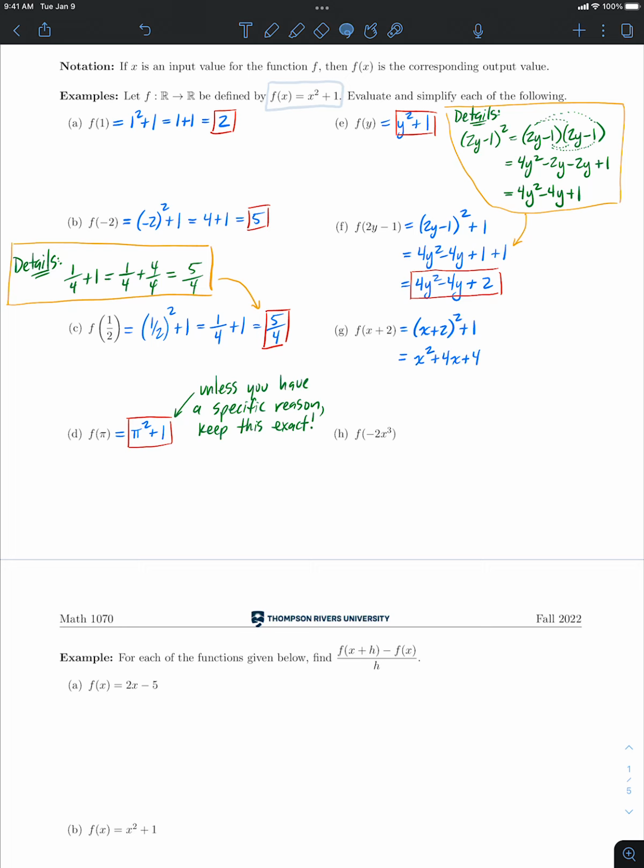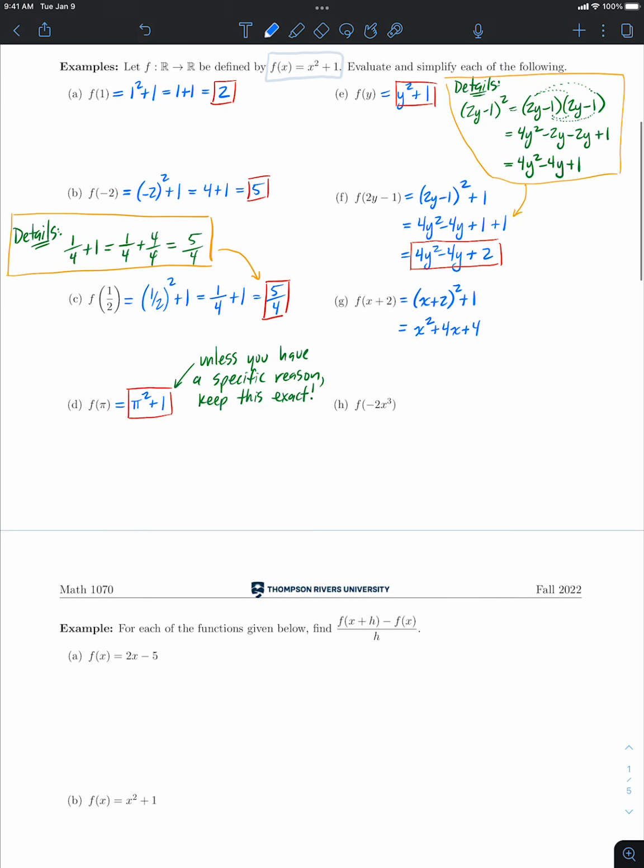The way you get this is by taking this x plus 2 all squared and doing exactly what we did up here. I'll leave it as an exercise for you to figure out why that's the case. But then we still have this plus 1 afterwards. We can take one more step to combine the 4 and the 1, and we'll get x squared plus 4x plus 5. And that's our final answer.